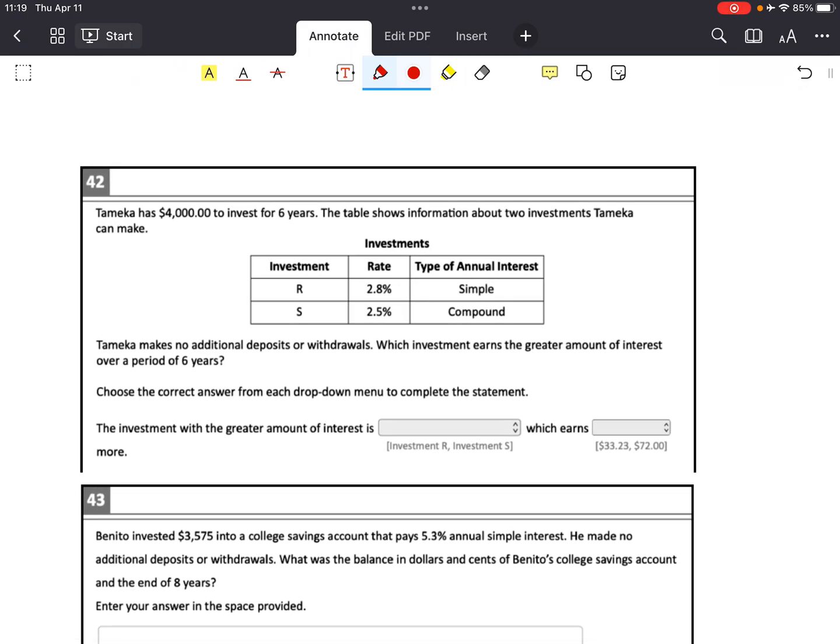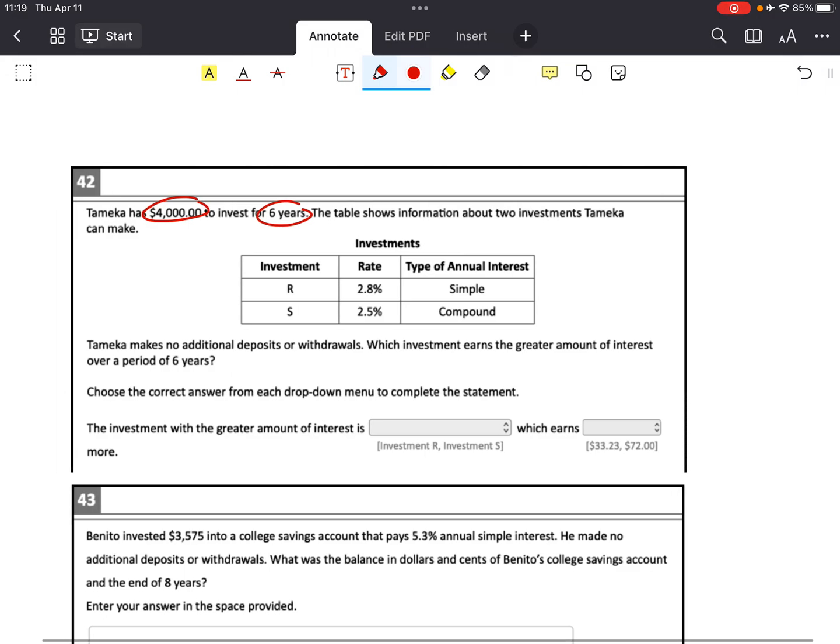All right, question 42 says that Tamika has $4,000 to invest for 6 years, and the table shows her two investments that she could make. Investment R is 2.8%. It says simple. Investment S is 2.5%, but it says compound. She'll make no additional deposits. Which investment earns the greater amount of interest? So that's what I'm focusing on over the period of 6 years. So we have to calculate interest for both.